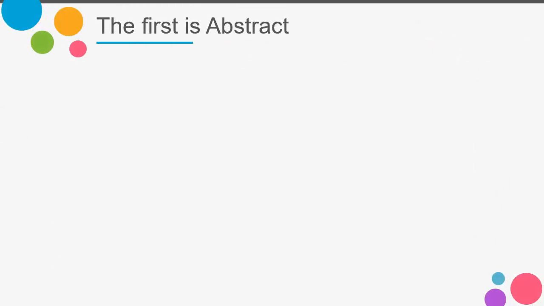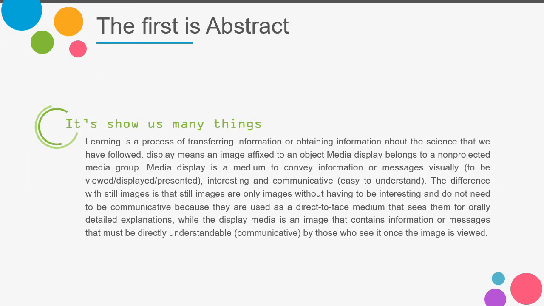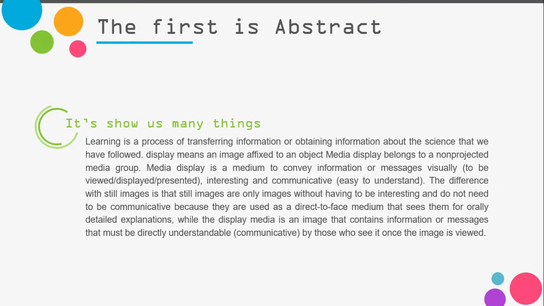Okay, the first one, we're going to talk about the abstract. It shows us many things. Learning is a process of transferring information or obtaining information about the science that we have followed. Display means an image affixed to an object. Media display belongs to a non-projected media group. Media display is a medium to convey information or a message visually, to be viewed, displayed, or presented. Interesting and communicative means easy to understand.